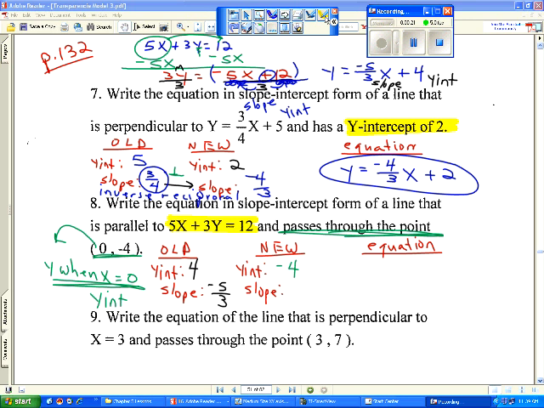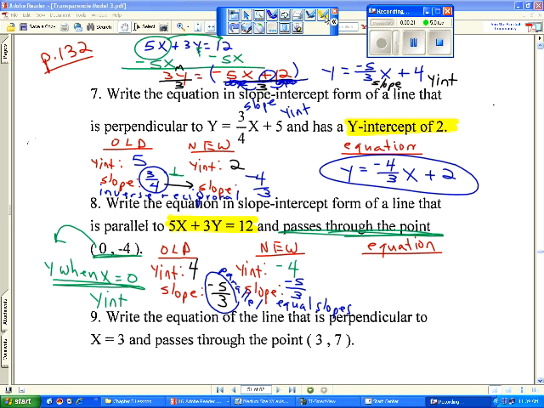It says that they are parallel. Parallel lines have equal slopes. My original slope was negative 5/3, so my new slope is the same, negative 5/3. Parallel lines have equal slopes and never intersect. Understand number 8 so far?